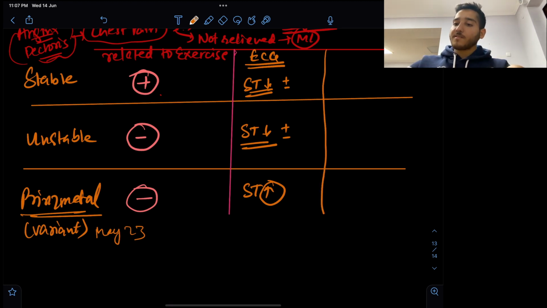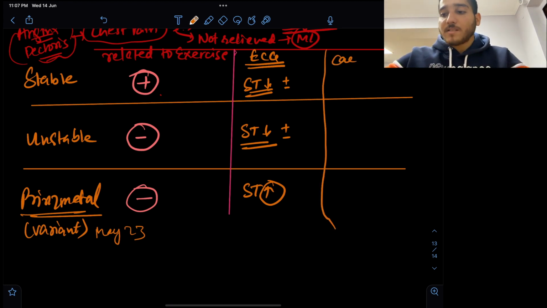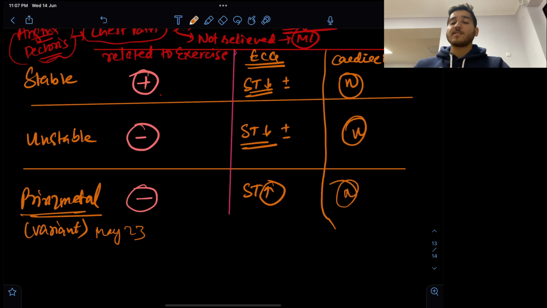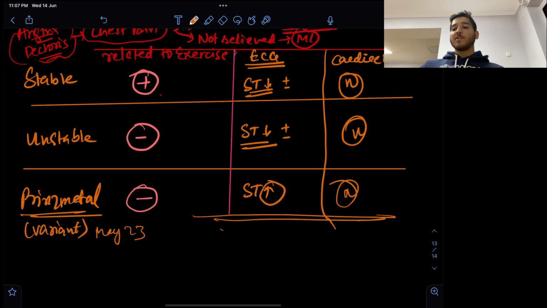But when we do cardiac markers, they will be normal in all types of anginas, right? Because this is not MI, there's no particular damage of myocardiocytes, so there will be no enzyme leakage in the blood. So mainly the cardiac biomarkers will be normal.